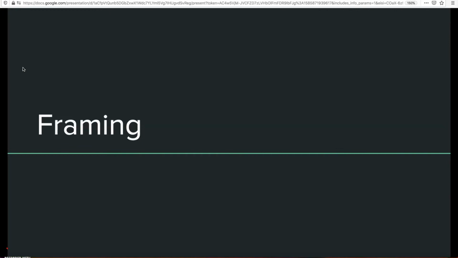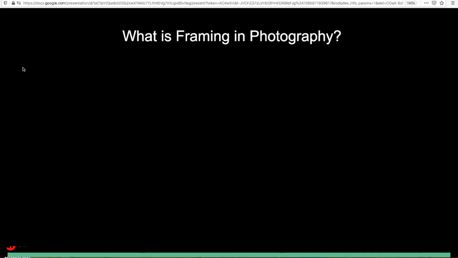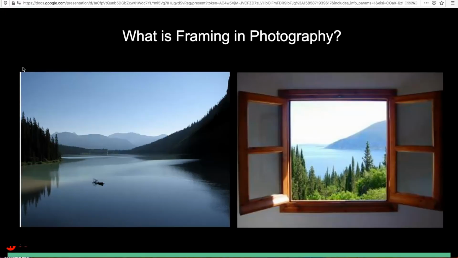The second one you'll be learning about this week is called framing. And this one's really easy to understand. It's basically that your subject, whatever you're taking the picture of, has something around it that brings the focus in.